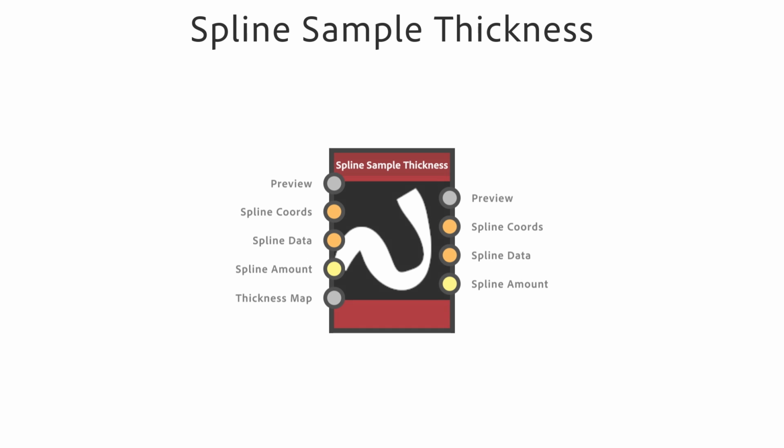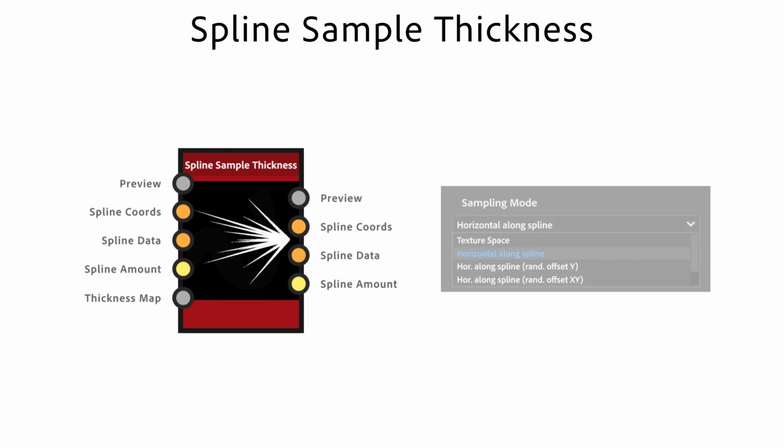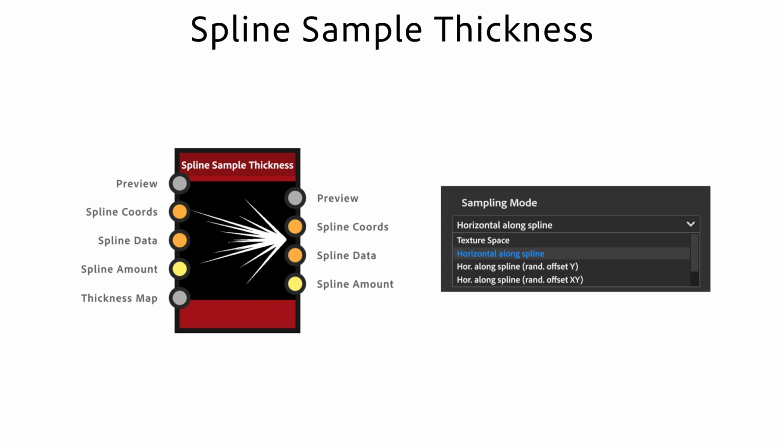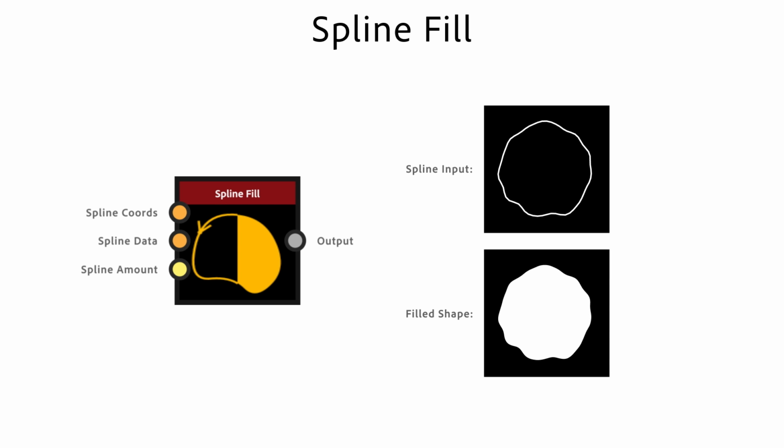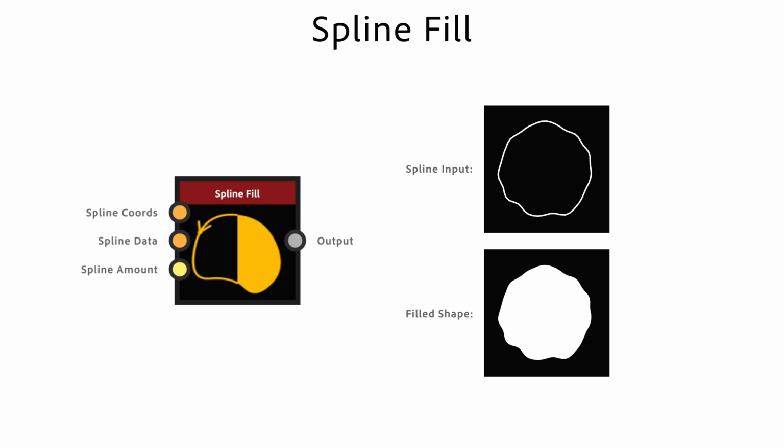The spline sample thickness node modifies the spline thickness based on a custom thickness map. With sampling mode, you have control over how the map affects the splines. You can set the map to affect splines in absolute texture space or along their length. The spline fill node makes a solid shape mask.